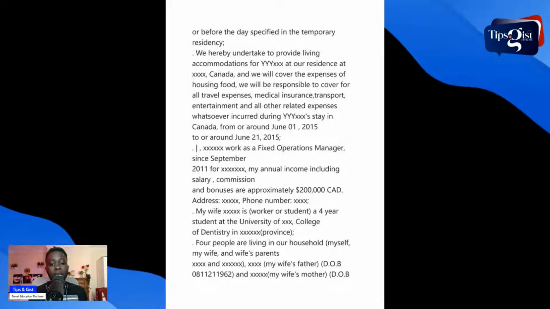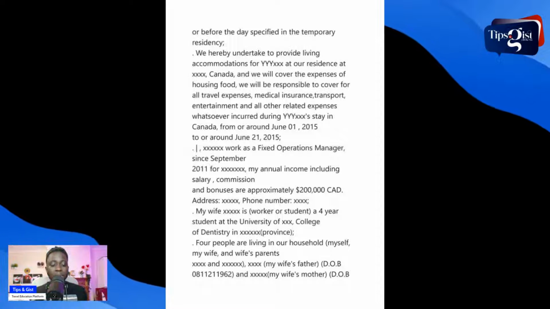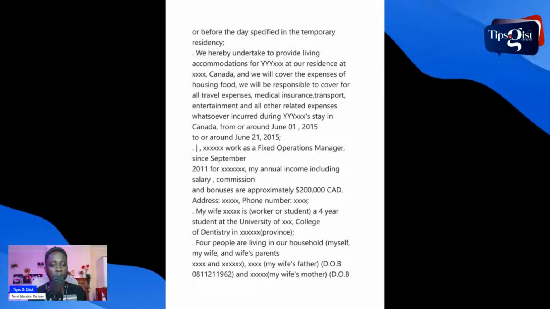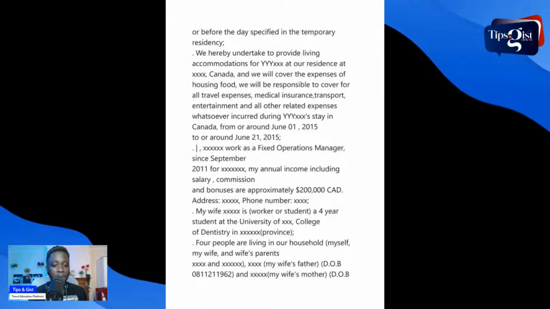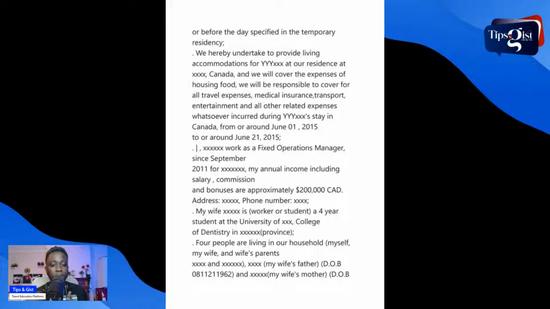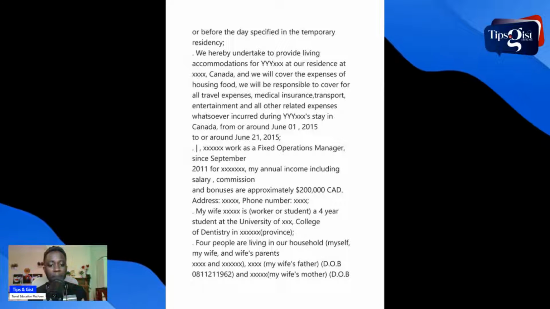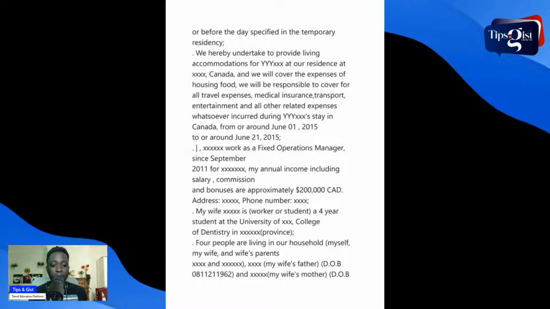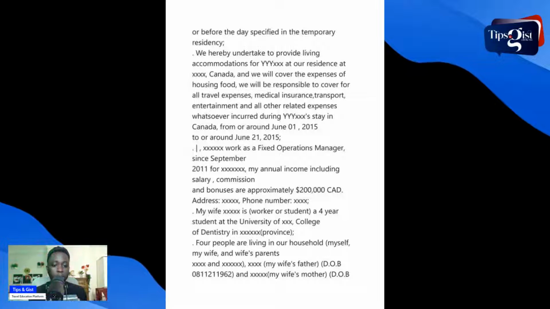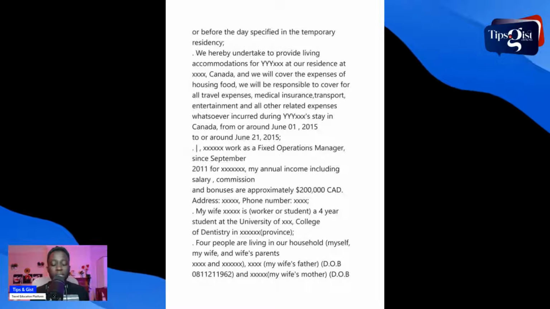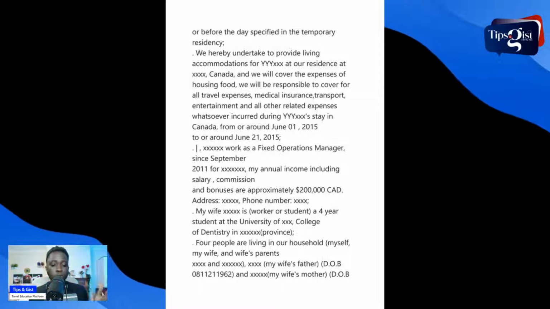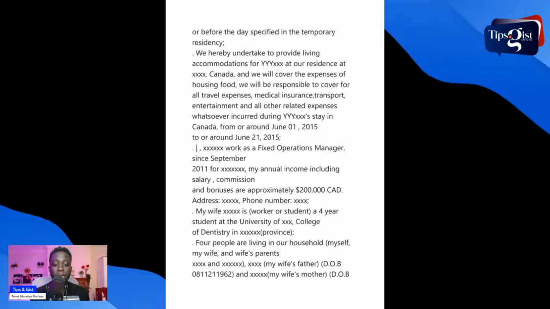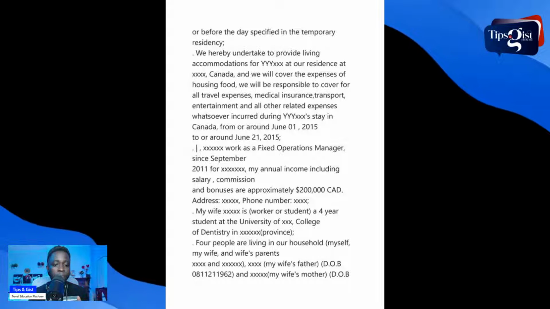So living accommodations for Angela Mensah at our residence, that is their house, at Toronto, Canada, also the address of the house, Canada. And we will cover all the expenses of housing, food. We will also be responsible to cover all travel expenses, medical insurance, transport, entertainment, and other related expenses whatsoever incurred during Abigail Mensah's stay in Canada from or around. So the time that Abigail is coming is 1st to 21st July or June 2024. So you see, these are just samples. So you have to edit them and make it suit whatever you are going to do over there.